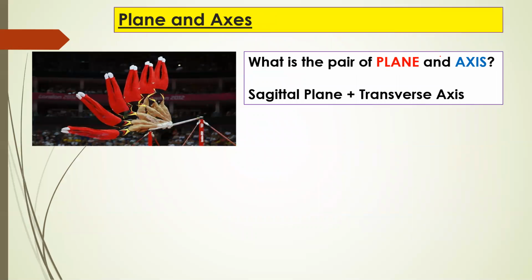So we'll take them one at a time. On this one, we've already said it's the sagittal plane and transverse axes. What I want you to do is try and think of other sporting examples where that same sort of movement takes place. So in what other sporting examples can you think of forwards and backwards movement? Pause the video, make a list.